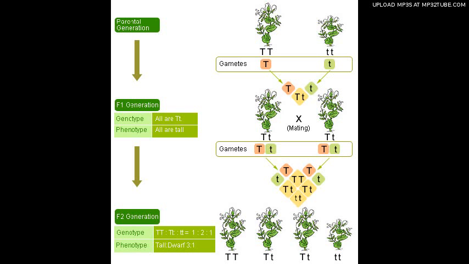For example, the allele for the dominant trait of tallness in pea plants is represented by capital T, and the allele for the recessive trait of shortness by lowercase t. The allele for the dominant trait of green pod color is represented by capital G. The allele for yellow pod color is represented by lowercase g.